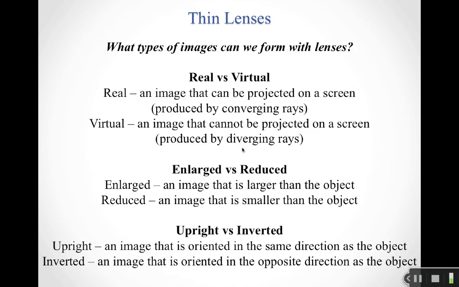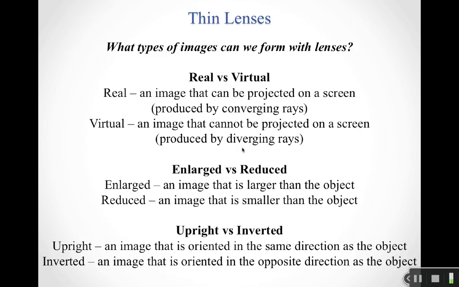So we usually draw our objects as arrows. And what we'll see with an inverted image is that instead of an arrow pointing up, like our object, the image will be flipped over so that we have an arrow pointing down when it's inverted.